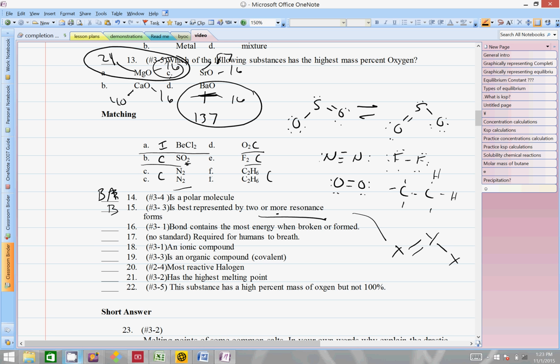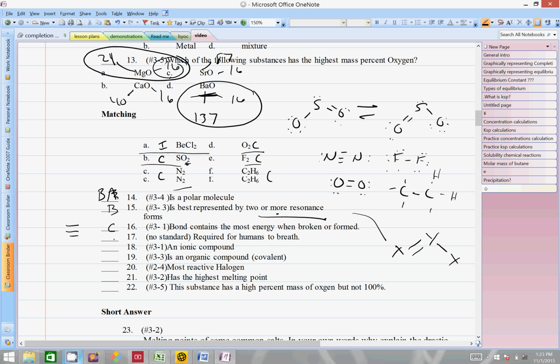So there's no option here. Even if it had an extra bond there, we wouldn't be able to do anything in this guy right here. So it is only a single. Anyways, which bond contains the most energy? That would be a triple bond, which is nitrogen, letter C.